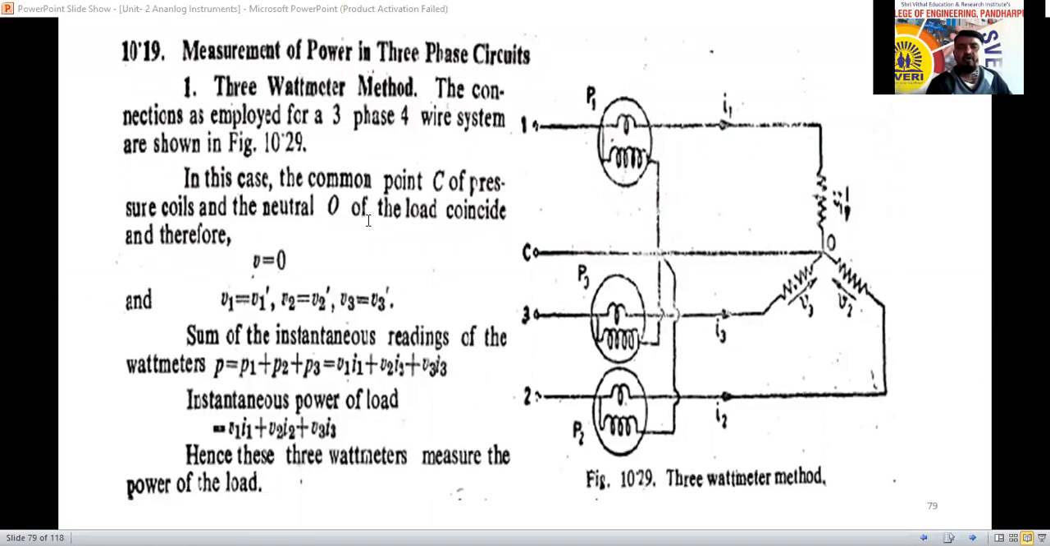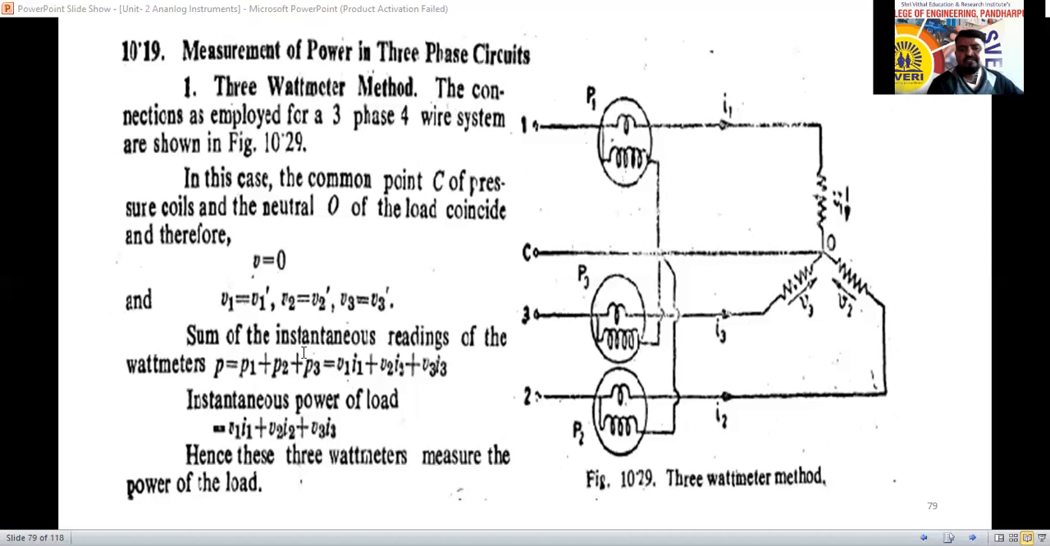In this case, the common point C of the pressure coils and the neutral O of the load coincide. Connected in star, all the 3-phase loads meet at one point, which we call O, or neutral. The other terminals of the pressure coils are connected to that point, so both are short circuited and the voltage drop across them is 0.